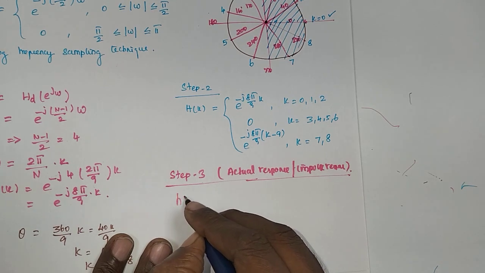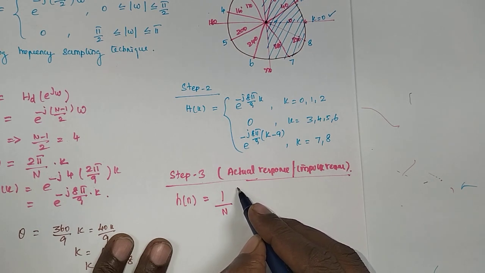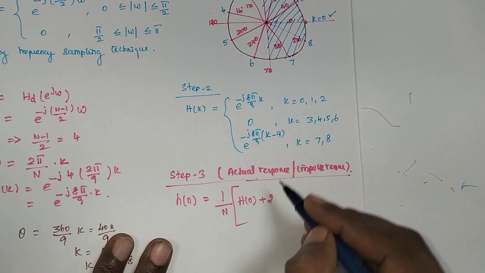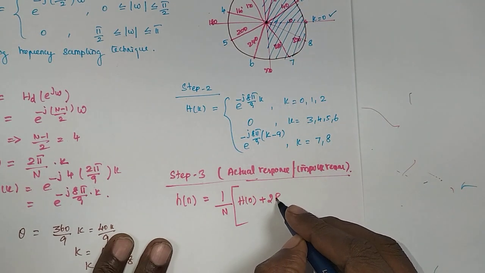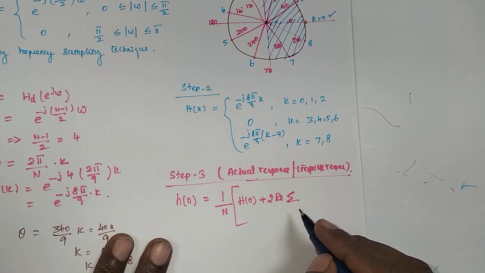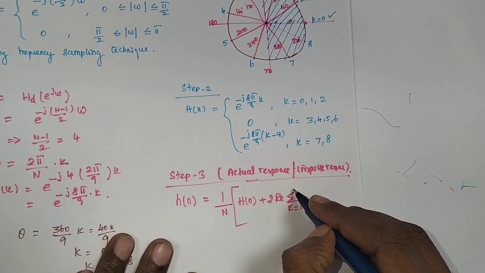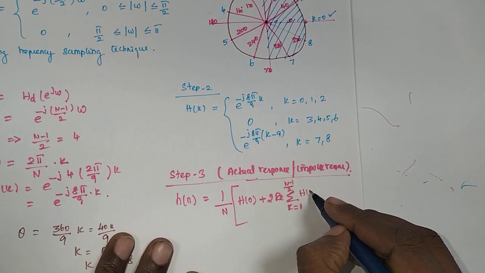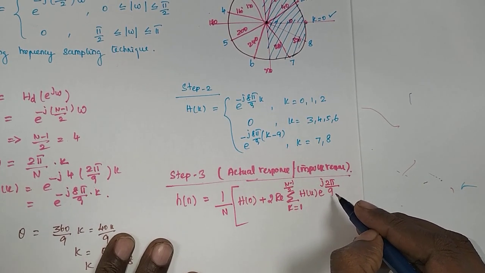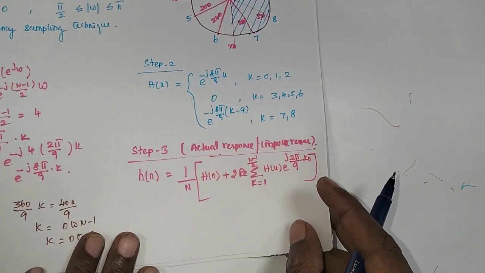The relation is h of n equal to, for IDFT, 1 by N, and this is very important, h of 0 plus 2 into the real part, as it is symmetrical about 0, of the summation k equal to 1 to (N minus 1) by 2 of h of k e power j 2 pi by N kn. What is the N value? N value is equal to 9. So this is the relation to find the IDFT for the given input sequence.